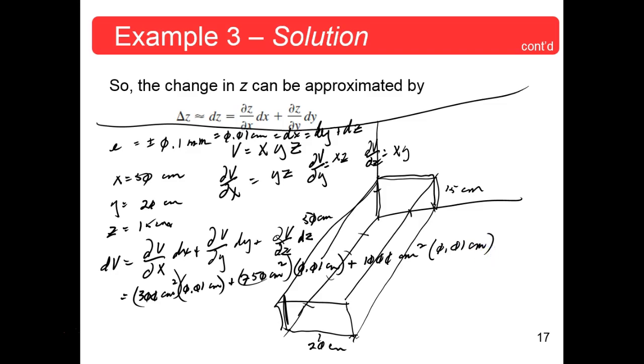Okay. Now basically what the 0.01 does is move your decimal two places. So this will be 3 cubic centimeters plus 7.5 cubic centimeters plus 10 cubic centimeters. And that would be 10.5 plus 10 is 20.5.